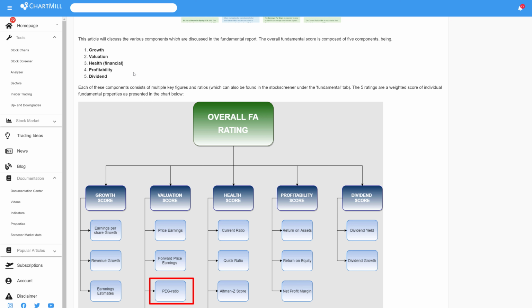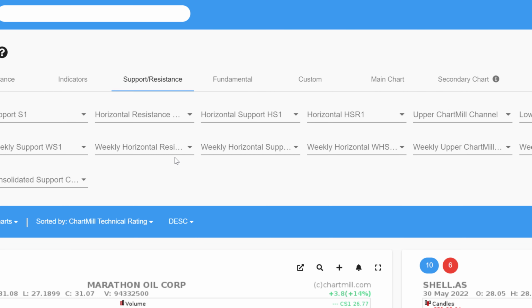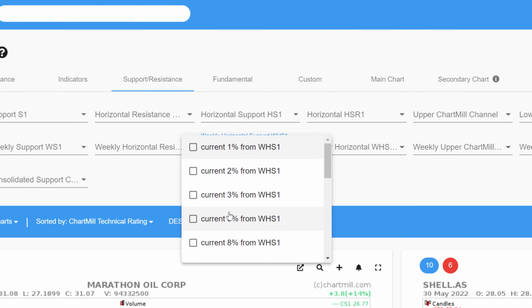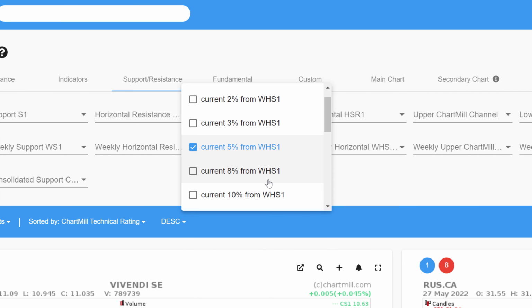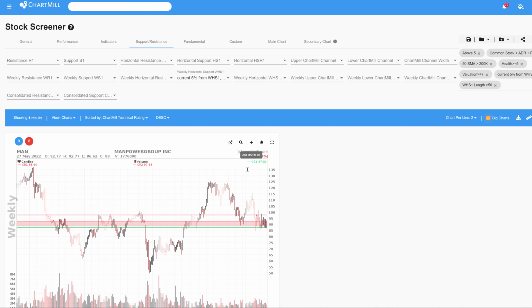According to the PEG ratio, a company with strong growth rates year after year may have a higher P/E ratio. Again, choose the support and resistance section and set the filters as desired. As an example, I set the following filters. Current 5% from the weekly horizontal support and the WHS1 length bigger than 50. These are the same technical price filters but applied to stocks that exhibit more typical characteristics of value stocks.